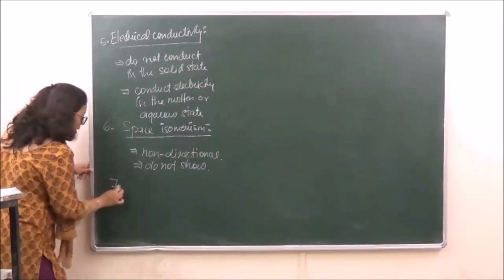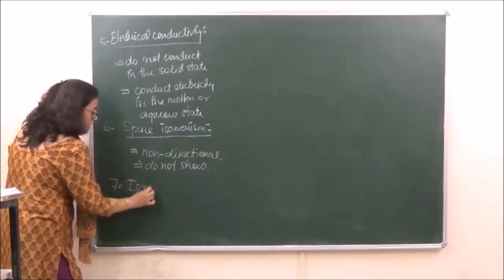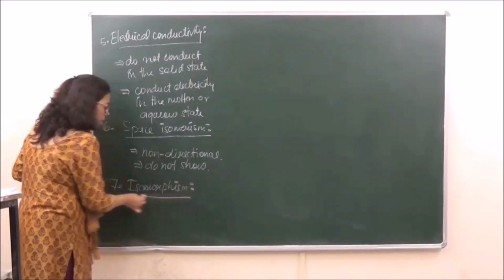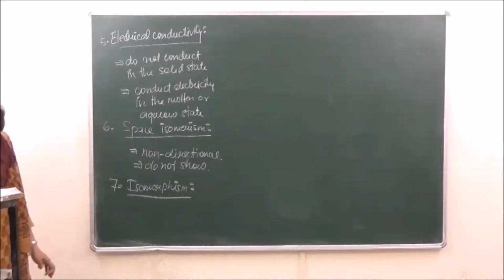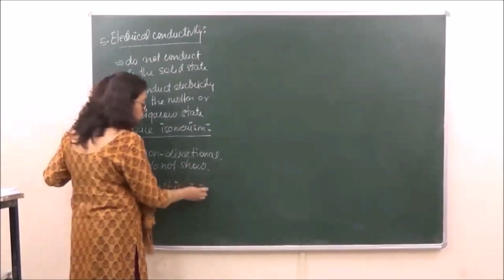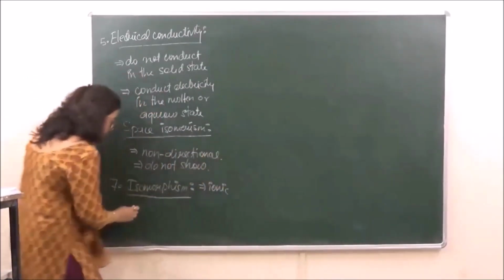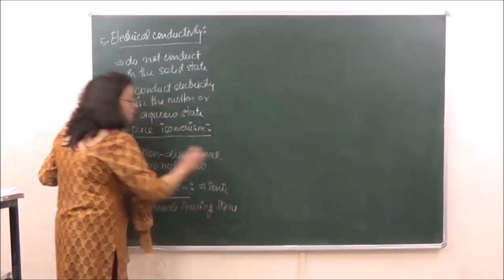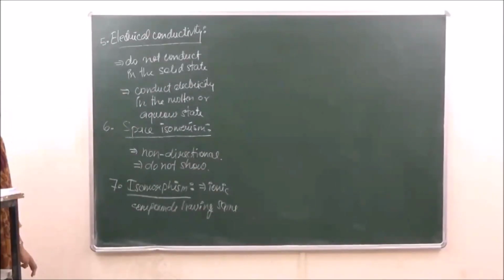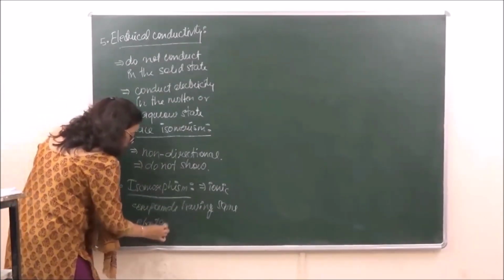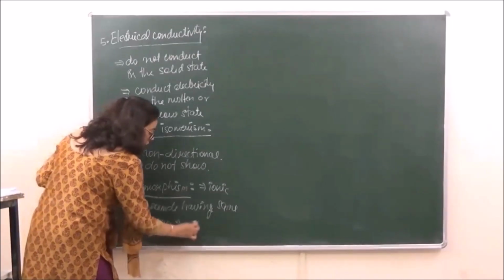Then the 7th property is isomorphism. What do we understand by this term? Isomorphs are those ionic compounds having the same electronic structure.